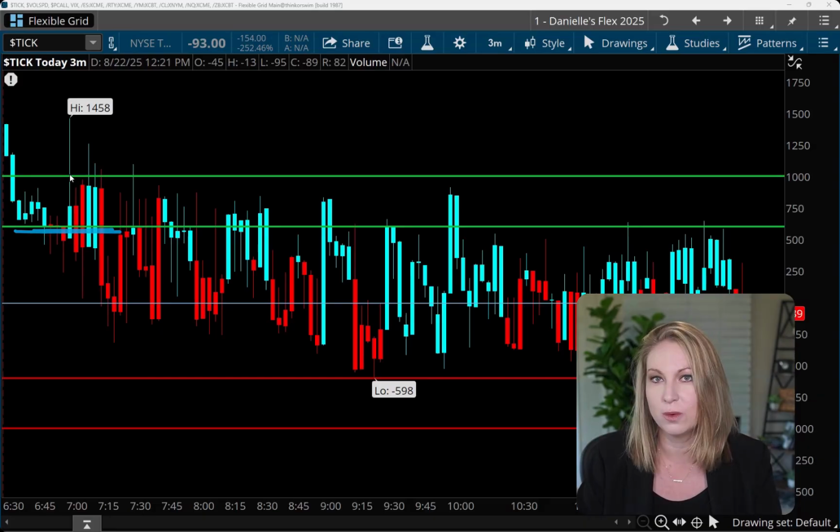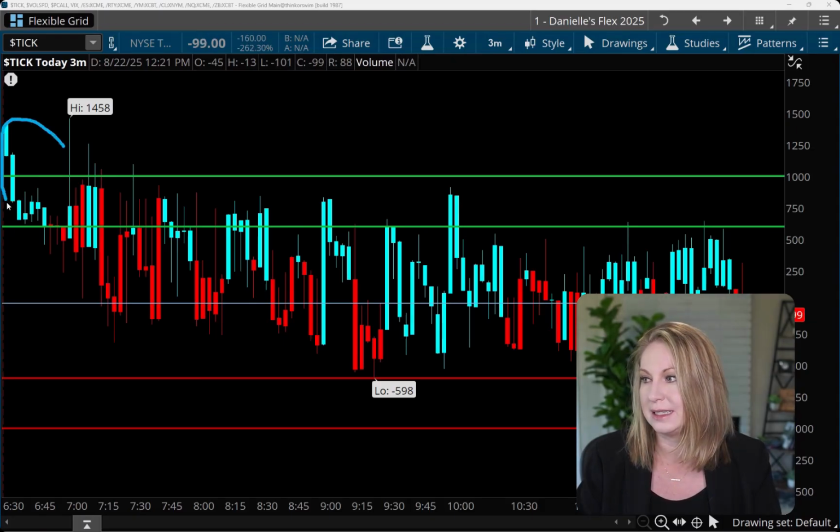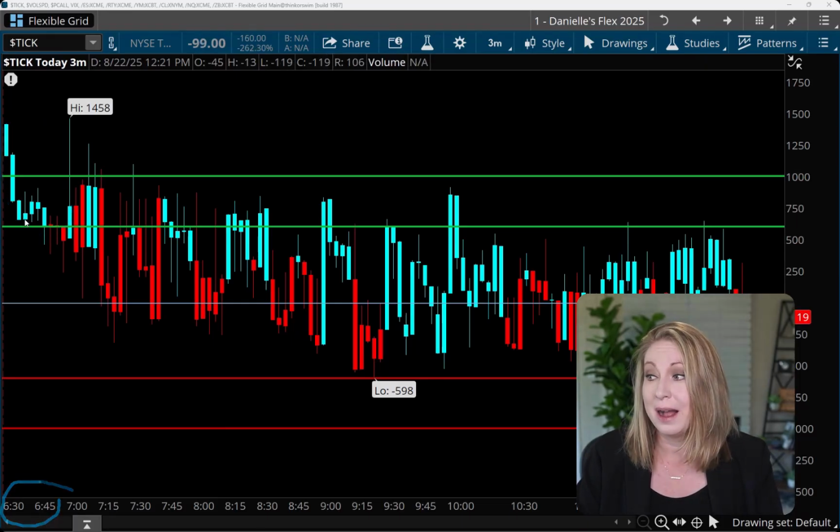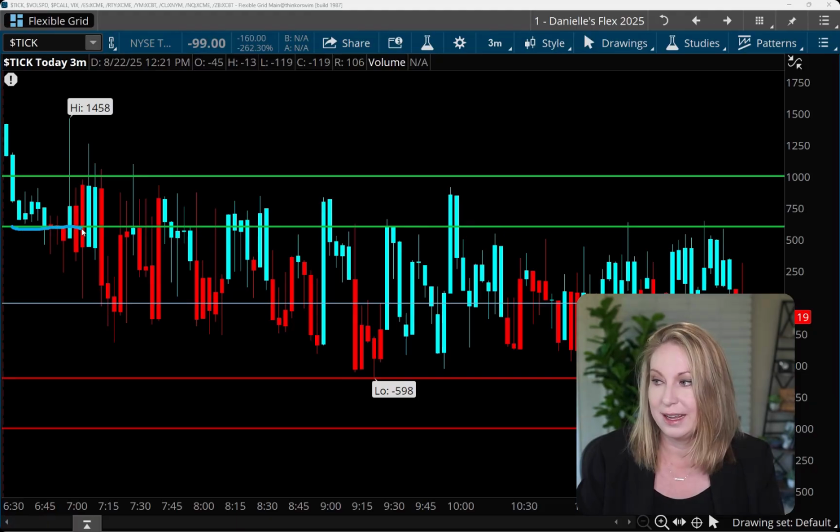And what we're looking for is consistent tick action, not just one spike up and then a lower move. In this example, you can see that the ticks were up above the zero line for the first 15 minutes of the market open. Not only were they up above the zero line, but they were up above the plus 600 line. That demonstrates some pretty consistent buying for a good 15-minute time frame.